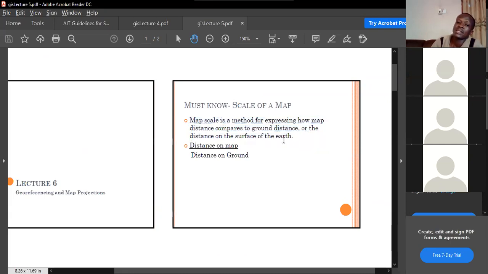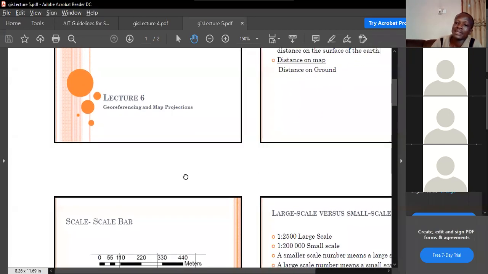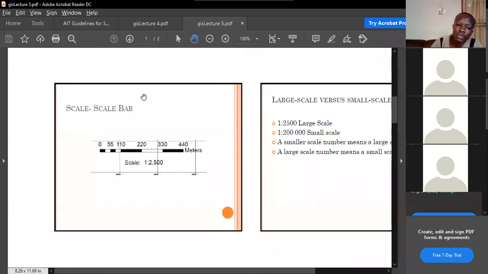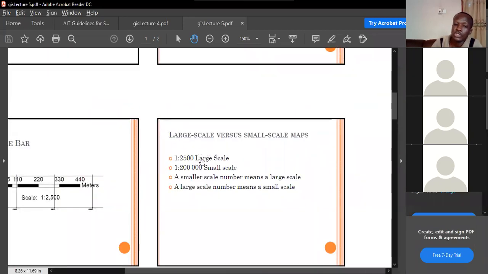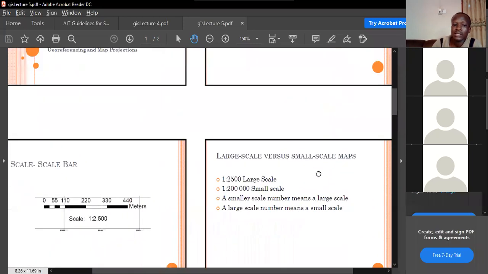So please, this is map scale. I think you all know it already. It's distance on map divided by distance on the ground. Easy. You can use either a scale bar to represent the scale, or you can use a ratio, which is the representative fraction scale, to represent it. Is that okay?